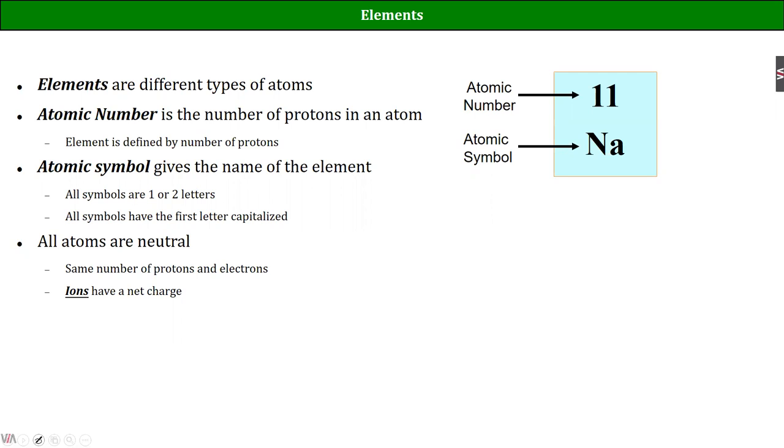A couple notes about those symbols. They're all going to be one or two letters. And to make sure that you can differentiate in a formula whether you're talking about a different element or the second letter of the same symbol, the symbol always has the first letter capitalized and the second letter always lowercase. Because that allows us to not mix up things like chlorine and carbon and iodine. So chlorine has the atomic symbol of Cl. If you just write it like that, though, it's unclear whether that's chlorine or a carbon and an iodine. Carbon has a capital C, and iodine is a capital I.